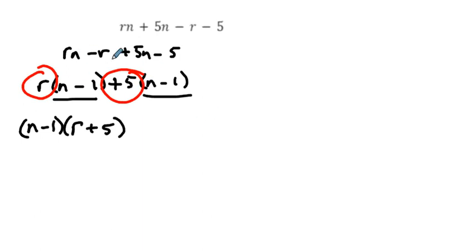Now, what if we did it the way it was written? Okay, well, we've got Rn minus R plus 5n minus 5. Maybe you're like, you know, Mr. Simons, you just rewrote it the way you rewrote it the first time. What if we decided to do it the way it was written up here? Well, if I've got Rn plus 5n and then minus R minus 5, all right, let's try it, see what happens.